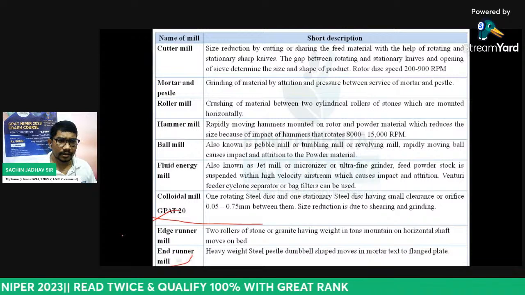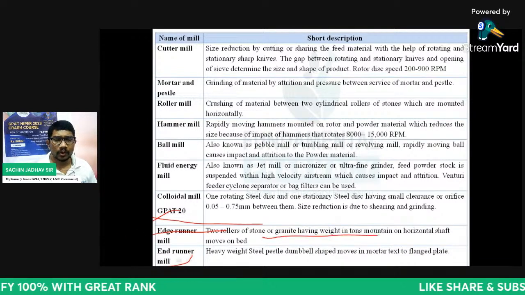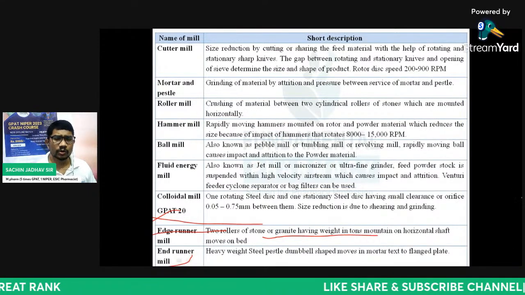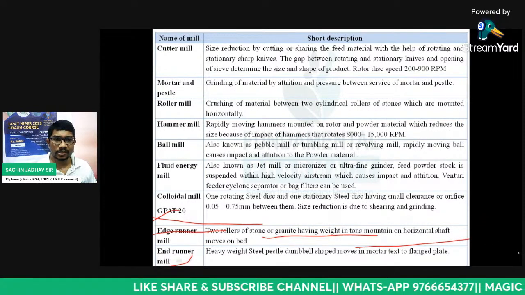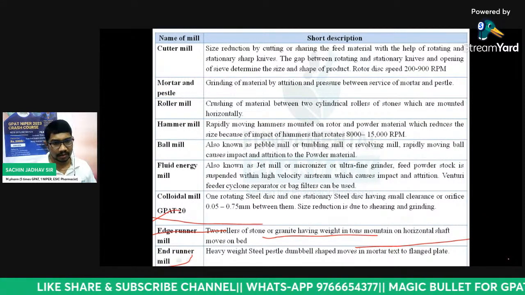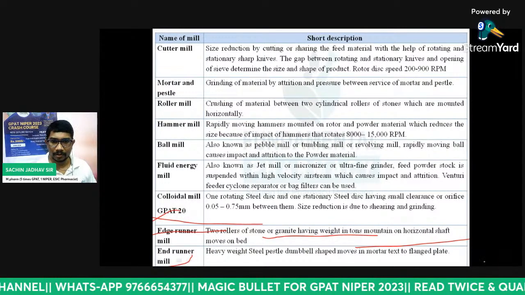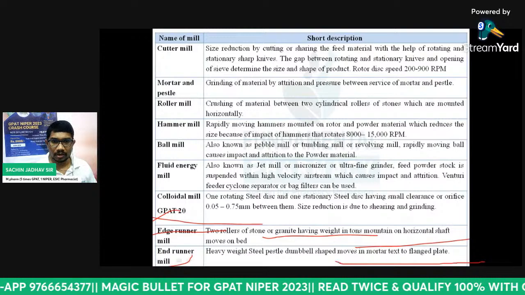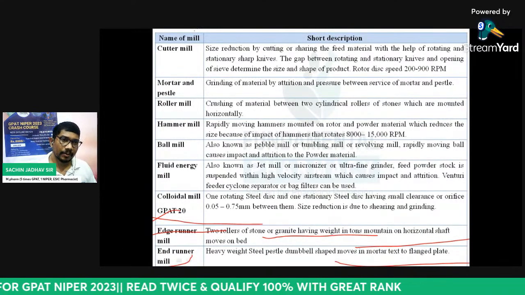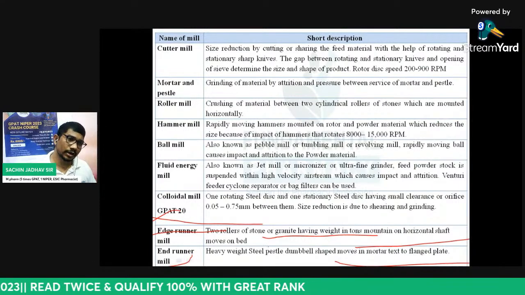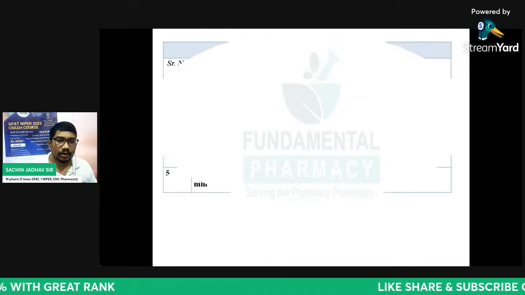Now edge runner mill and end runner mill. In case of edge runner mill, two rollers of stones or granite having weight in tons are mounted on a horizontal shaft on a moving bed. And in case of end runner mill, a heavy weight steel pestle or dumbbell shaped pestle moves in a mortar on a flat plate, that is an end runner mill. So ये mills and their short description important है, इसके ऊपर क्वेश्चन एक बार आ चुका है, you have to remember.